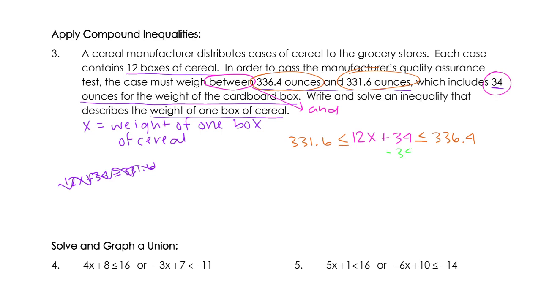So I'm going to subtract 34 from the inside, and then whatever I do to the inside, I have to do to the outside because you're actually solving two inequalities at once. Don't forget that. So then we would get 297.6 is less than or equal to 12x, which is less than or equal to 302.4. Then we're going to divide everything by 12.